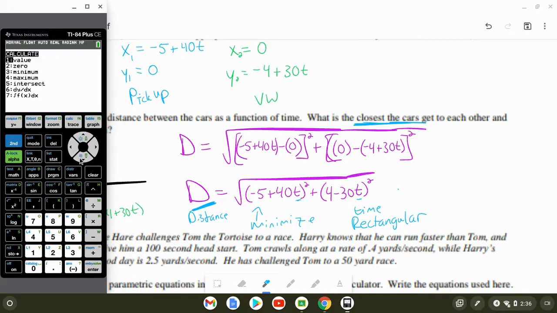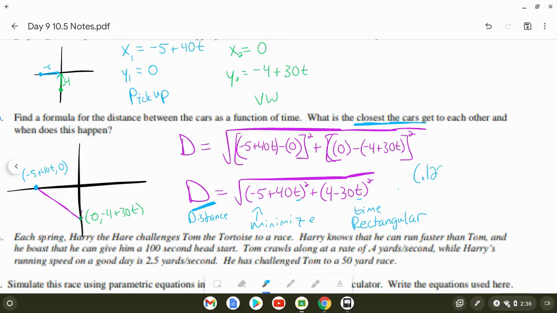We want to go second trace or second calculate, do a minimum. That's good. 0.5. That's good. Minimum's between there. Hit enter. And it looks like the minimum was 0.131. I'll go more. 0.128 seconds. And they got as close as 0.2 miles. So we have the minimum of 0.128 comma 0.2, where again our time is our independent and 0.2 is our distance. That's the dependent. So what does this mean?